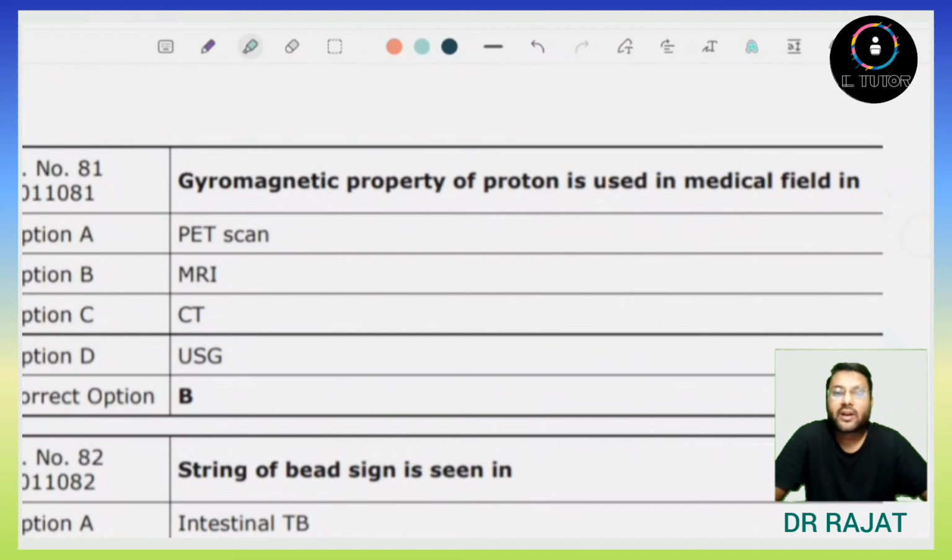Now, the gyromagnetic property of the proton is used in the medical field in. So this is again a direct question. The magnetic property is used in MRI, magnetic resonance imaging. So MRI will be the correct answer, option number B.